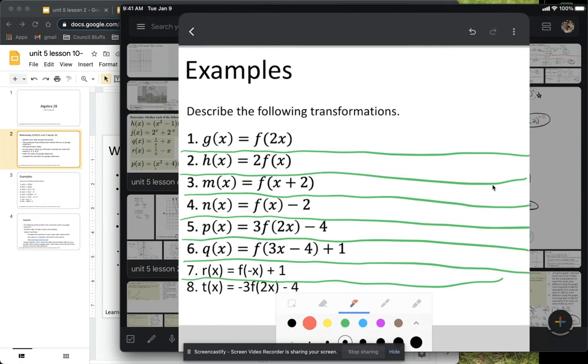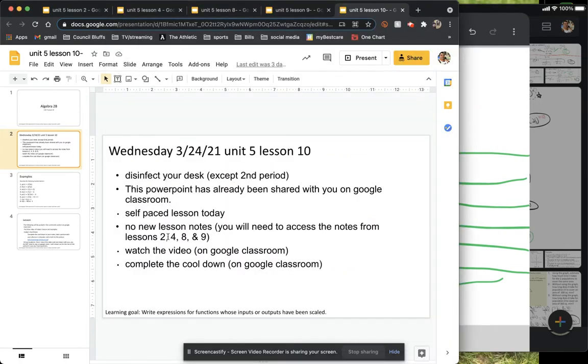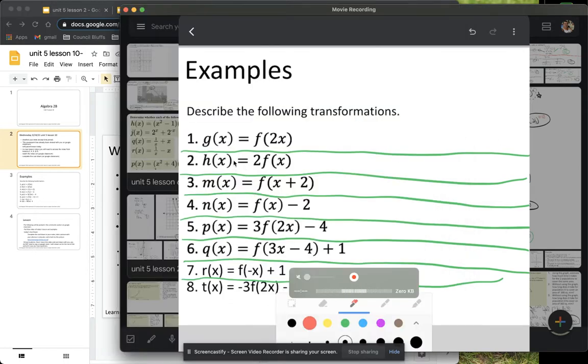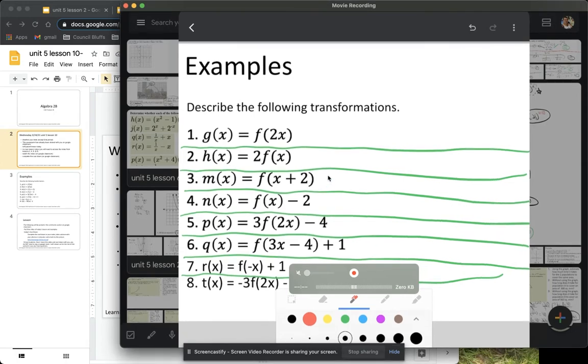All right, so for lesson 10, what we want to do is basically sum up all of the transformations that we've talked about. We've talked about shifting, we've done reflections, and we've done stretching and squashing. So that's why it says here that we're going to want to refer to the lesson notes for lessons 2, 4, 8, and 9.